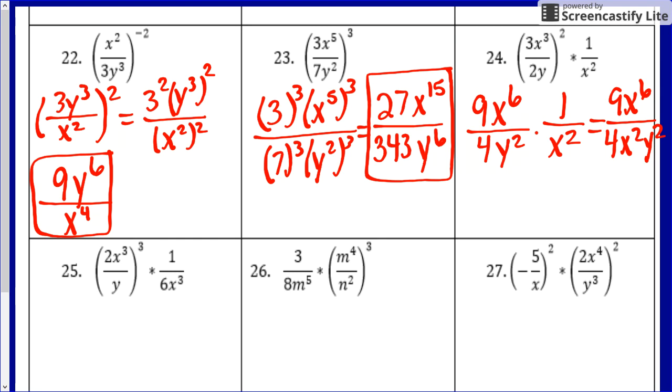I wish I could say we were done, but we still have x's on the top and x's on the bottom, so we've got to deal with that. So if I've got x to the 6 divided by x squared, that's going to be x to the 6 minus 2, which is going to give me 9x to the 4th on top. On the bottom, my x's are gone now, and I just have 4y squared.